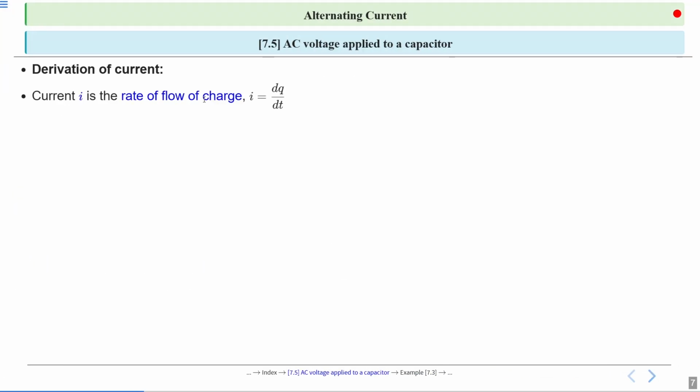Okay, so derivation of current. We know that the voltage source is generating voltage V equal to Vm sin omega t. Now we will find the expression for current flowing through the circuit. Current I is the rate of flow of charge, which is I equal to dq by dt, and Q we have calculated. So put the value of Q, which is C Vm sin omega t, which we have seen in the previous slide. So I equal to d of C Vm sin omega t upon dt.